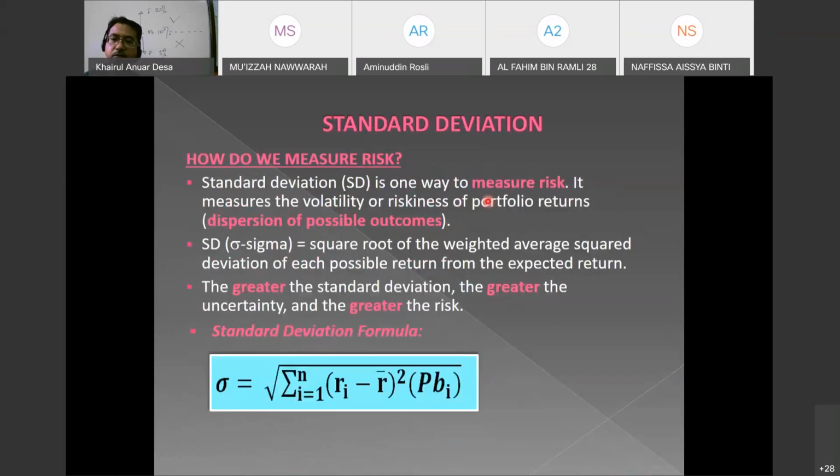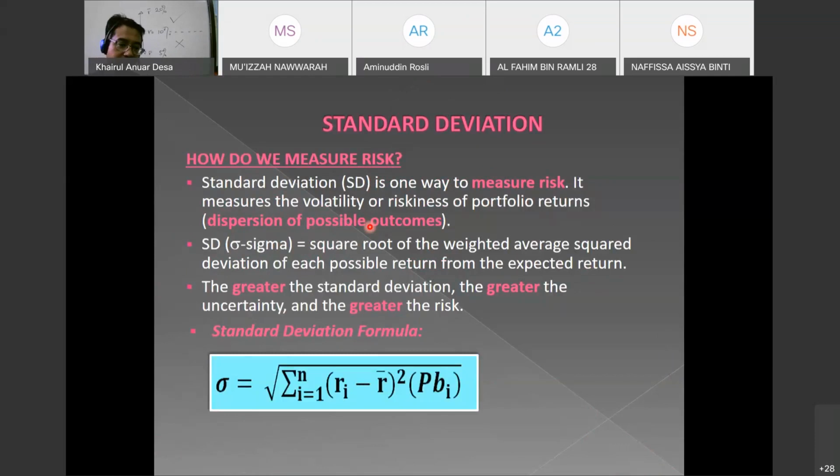So how to measure the risk? Bagaimana kita nak mengukur risiko? We can calculate the risk. Okay, in finance, we only capture measurable risk ataupun calculated risk.